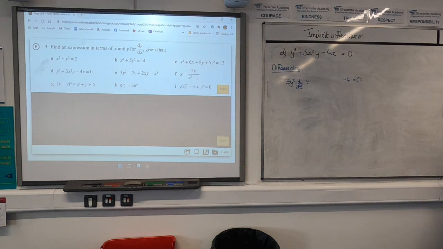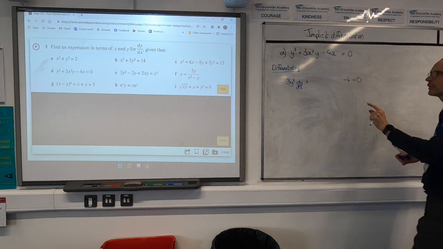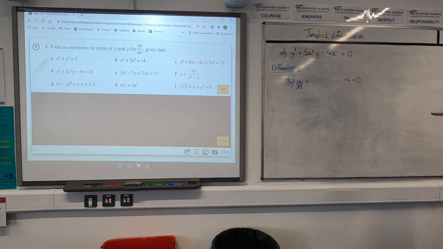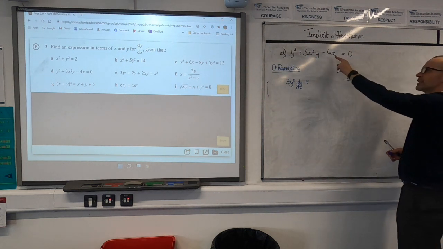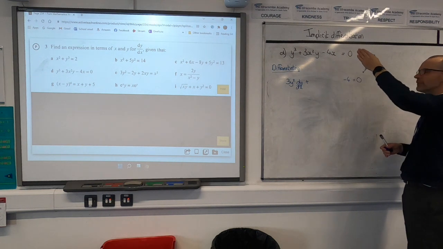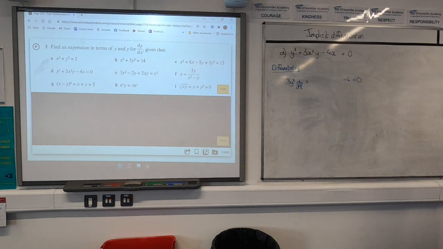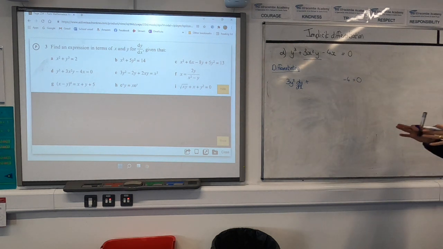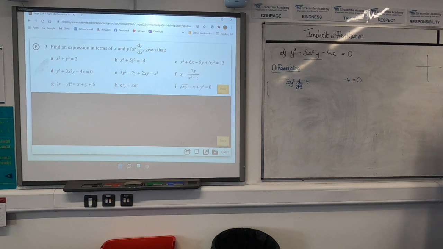So can you see what's going on here? I can differentiate y terms. I just differentiate them as normal and multiply by dy by dx. I can differentiate x terms. Constants, well, 0 just becomes 0, it's already 0. But what I've got here is an x term multiplied by a y term. It's a product. So I use the product rule to differentiate it.